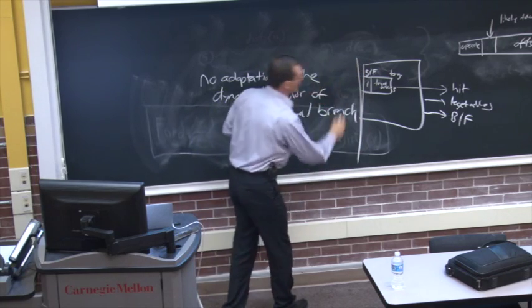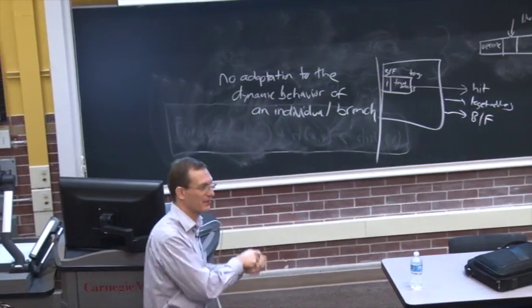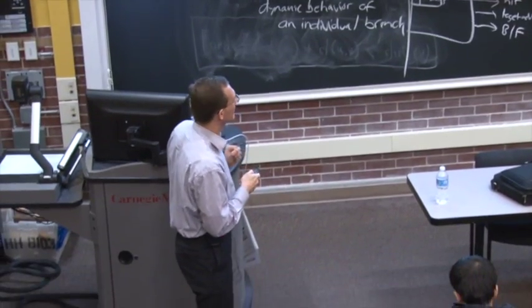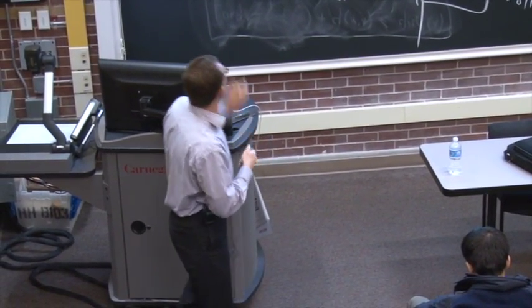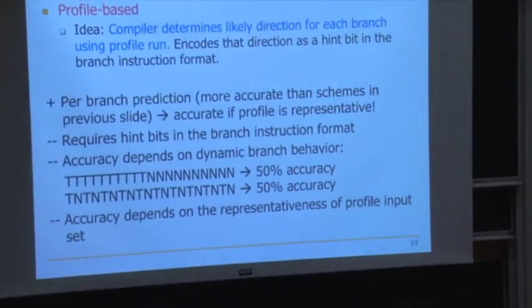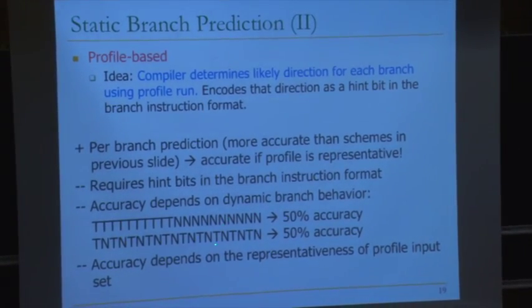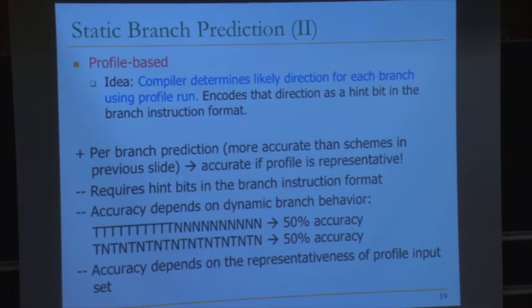And that's the downside if you have a single prediction for a static branch, because dynamic instances are different from static instances. OK? And of course, we always have this problem, which I've already told you. Accuracy depends on the representativeness of the input set. I guess in this case, it may not matter. You always get 50%, right?